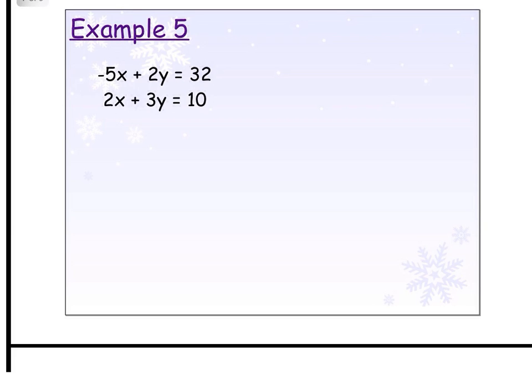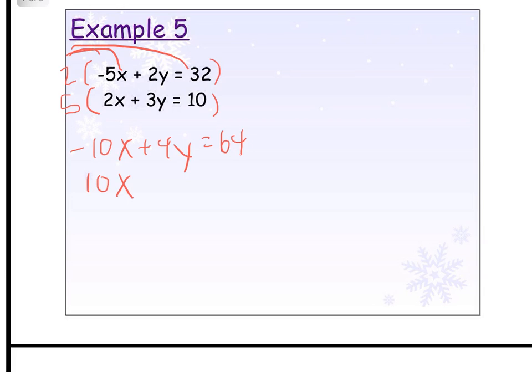I have a negative 5 on the top and a 2 on the bottom. So I am going to multiply the top by 2 and the bottom by 5. So if I distribute that 2 all the way through, I get negative 10x plus 4y is equal to 64. And then I get positive 10x plus 15y is equal to 50.